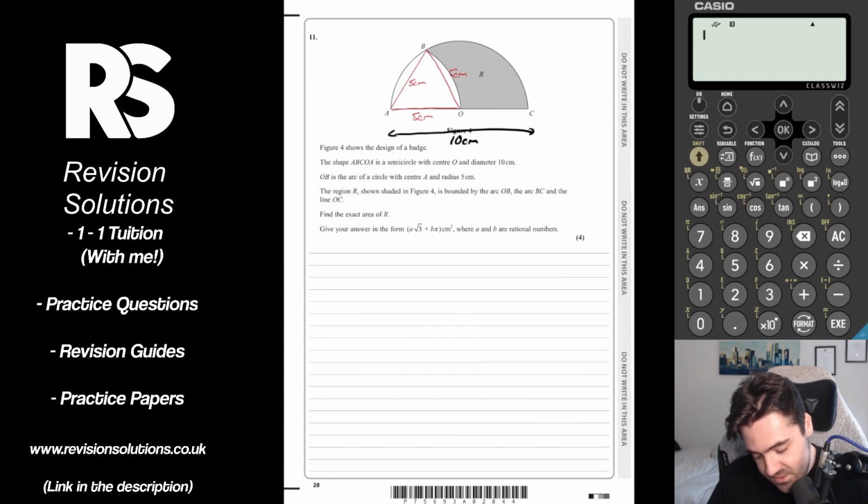Yeah, it just says find the shaded area R. So the shaded area R is going to be the full semicircle minus this white bit here, which we can think of as just the triangle plus these two sort of petals, I'll call them, or segments, probably the better word. Yeah, let's just start with the triangle then. So if I draw a little sketch of the triangle for us.